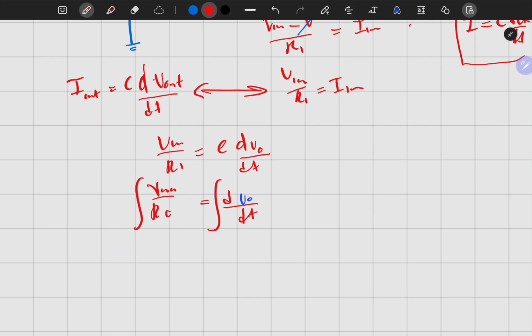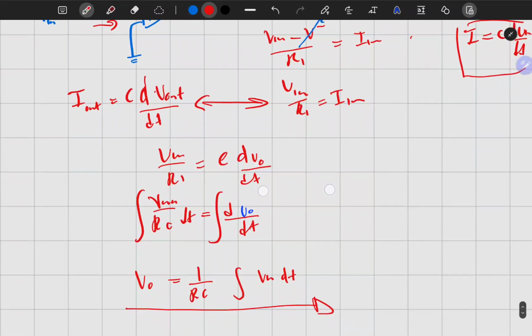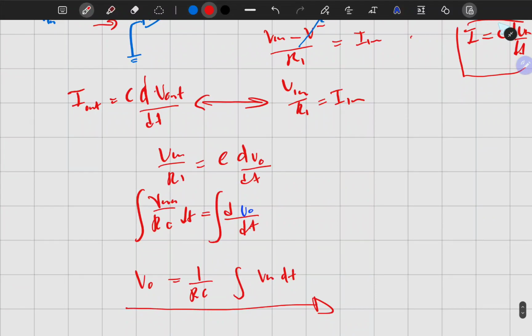both sides, and if we do, remember here we're differentiating in terms of t. I'll just leave it like that. I won't even touch it because it's not a math class. It's just 1 over RC times the integral of V in dt. So this would be the voltage coming out of this thing.